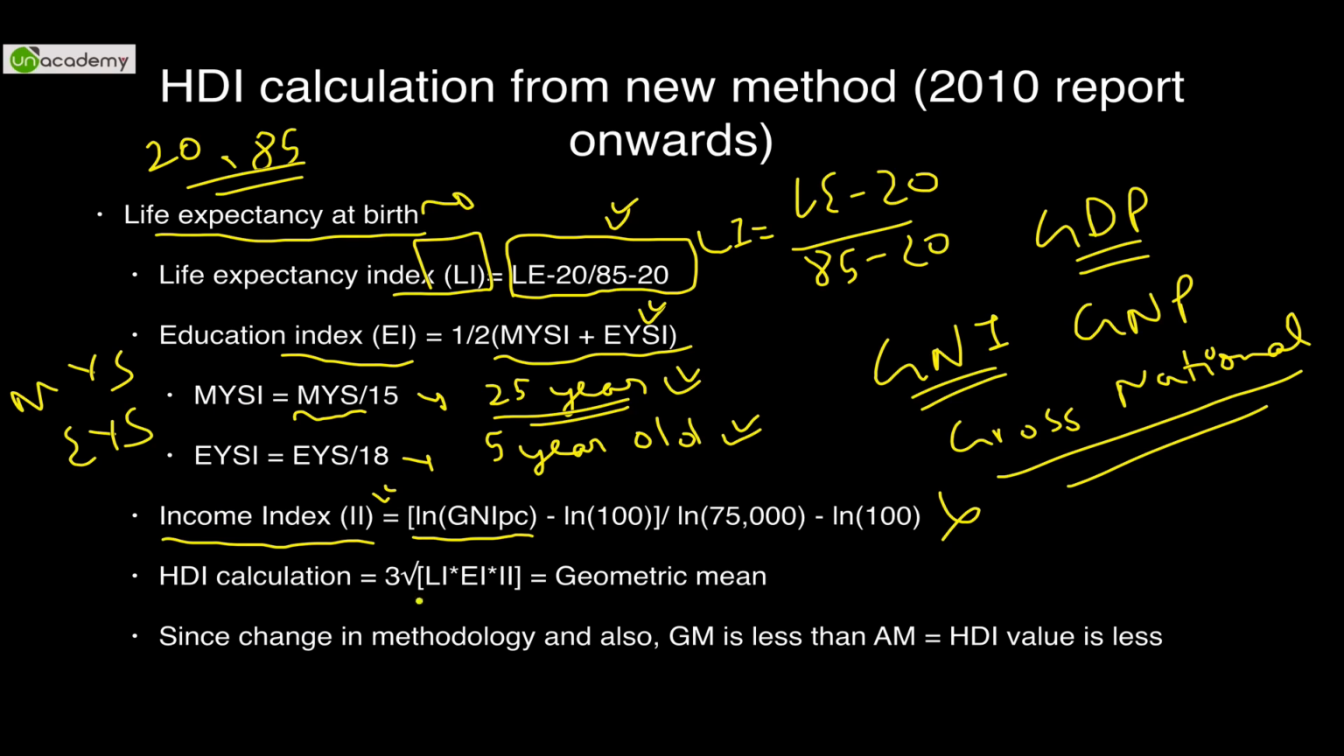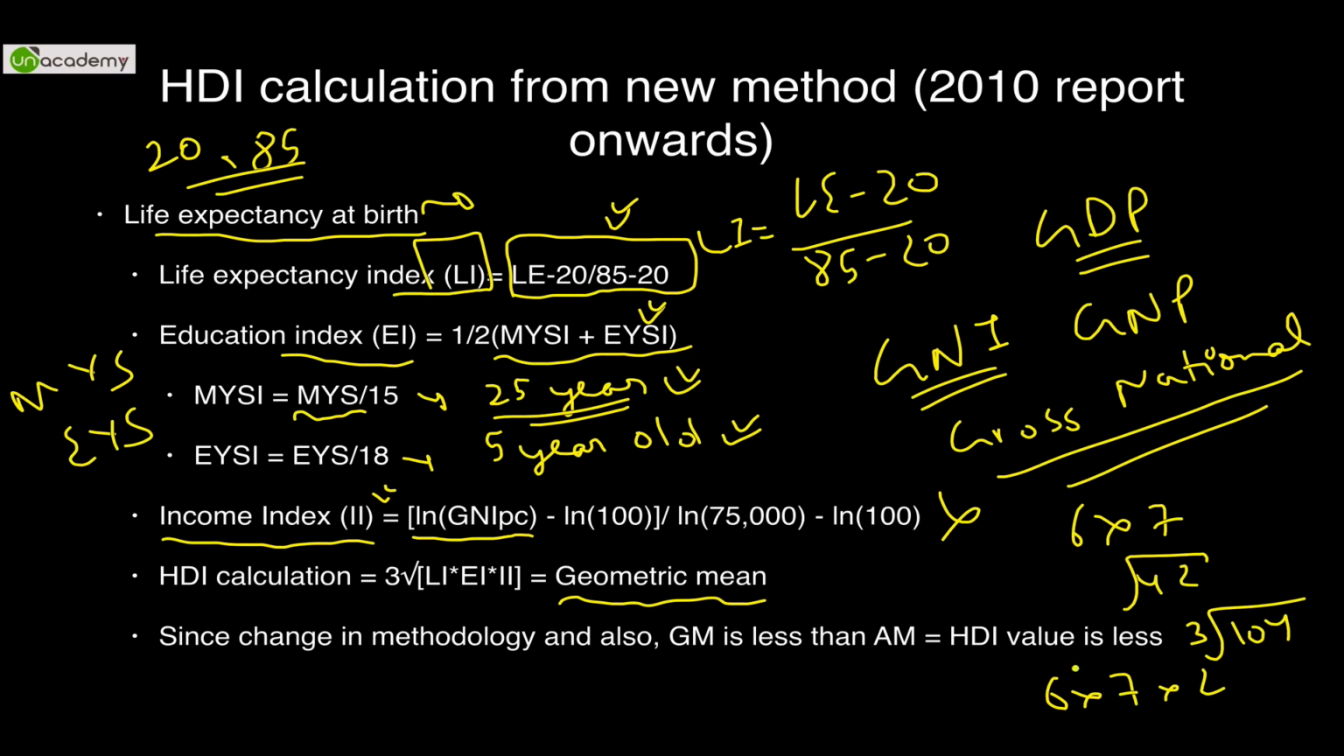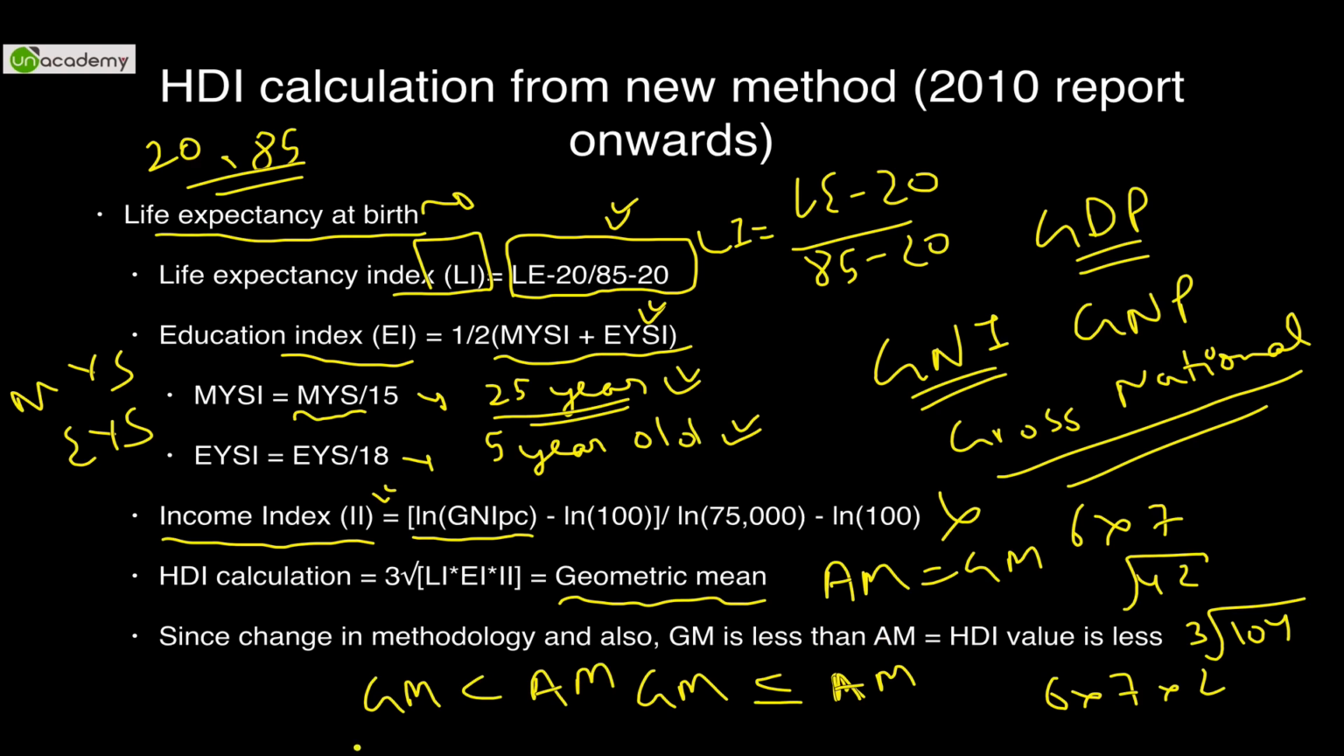Now the biggest difference is we use the geometric mean. Let's say the geometric mean of 6 and 7 will be calculated as the square root of 42. Is that understood? The geometric mean of 6, 7 and 2 will be calculated as the cube root of 84. So geometric mean is always less than or equal to arithmetic mean. In case the numbers are the same, then arithmetic mean is equal to geometric mean. But in case numbers are different, then geometric mean is always less than arithmetic mean. You can calculate. The third mean is harmonic mean. You don't need to know that.